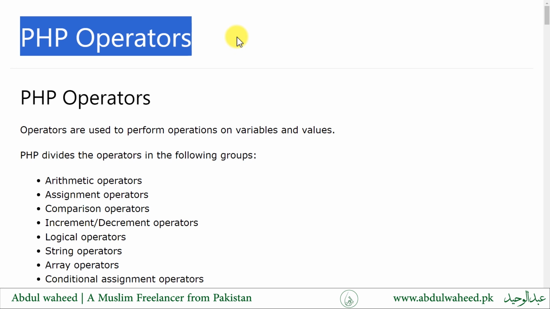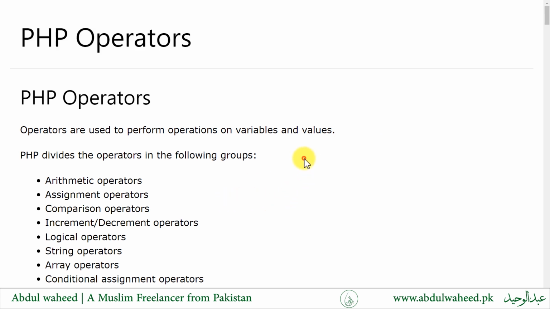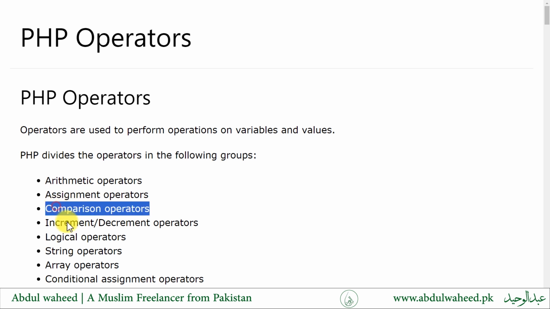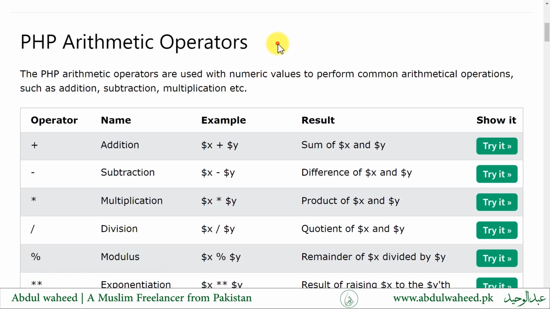Operators are used to perform operations on variables and values. PHP divides operators into the following groups: arithmetic, assignment, comparison, increment/decrement, logical, string, array, and conditional assignment operators. In arithmetic operators, we use the addition, subtraction, multiplication, division, and modulus operators for addition, subtraction, multiplication, division, and modulus.